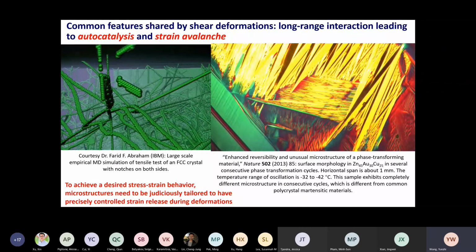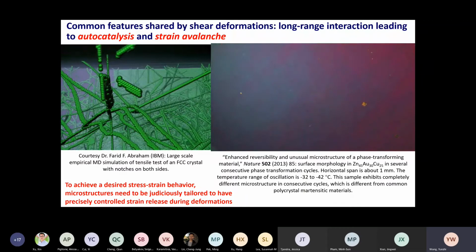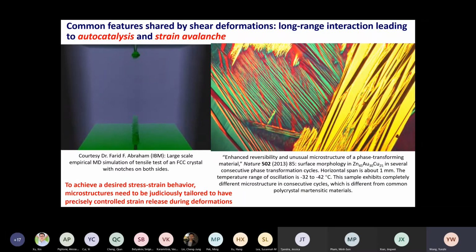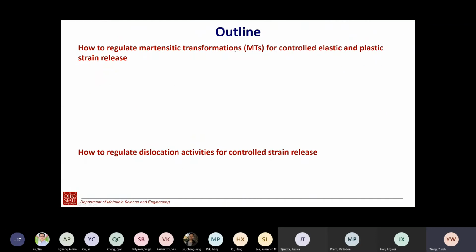So today I will focus mainly on the martensitic transformation. The first topic is how we regulate martensitic transformation by microstructure engineering to achieve controlled elastic and plastic strain release. I'm going to show a couple of examples. The first one is how we use point defects for a martensitic transformation which is not very strong, which means the transformation strain may not be very large, say 2 or 3%.